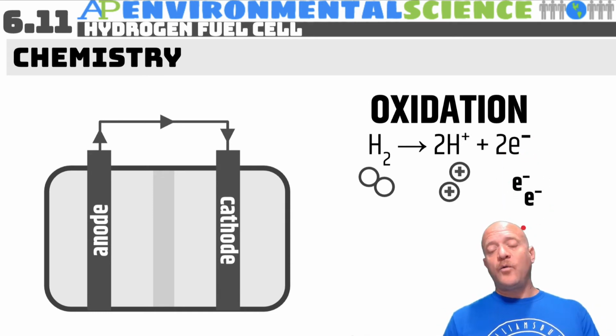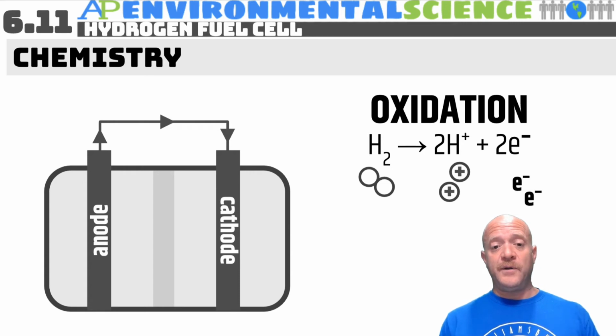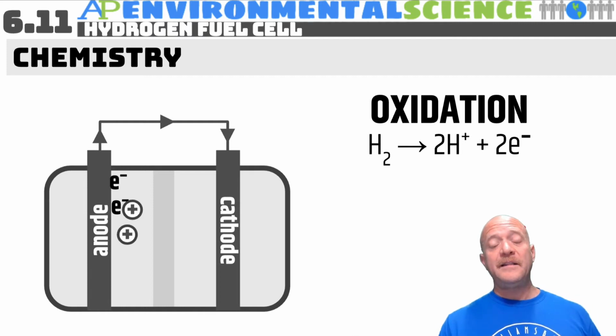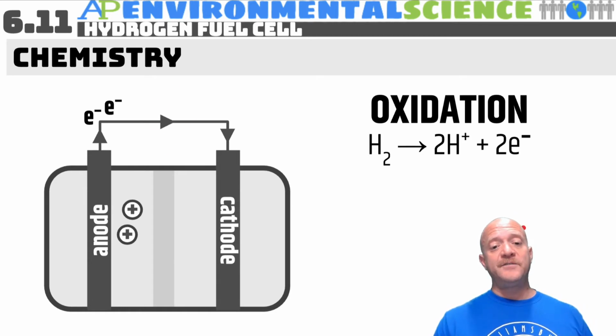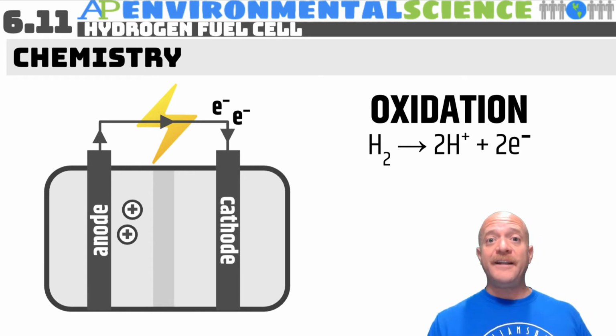Now, this equation is not going to be balanced for the overall reaction because I have different amounts in the final reaction. However, for simplicity, I'm going to show you the simplest form. So at the start, you add hydrogen. The hydrogen goes into the anode where it loses the electrons. The electrons separate from the protons, and the electrons travel through this wire. And as they're traveling through the wire, of course, they're generating electricity.